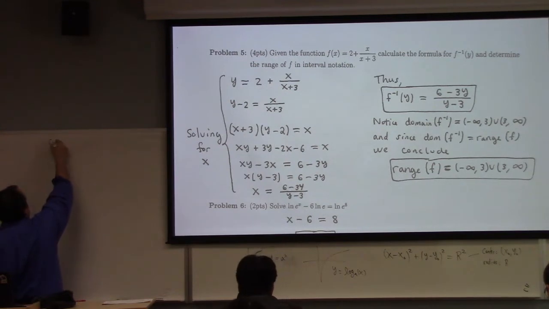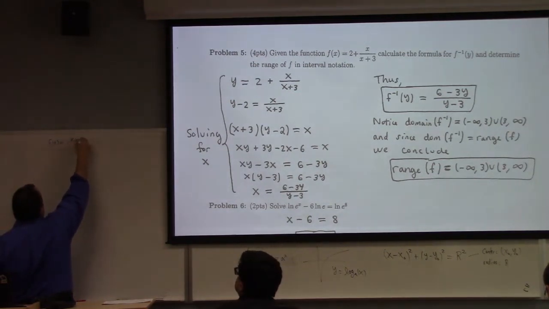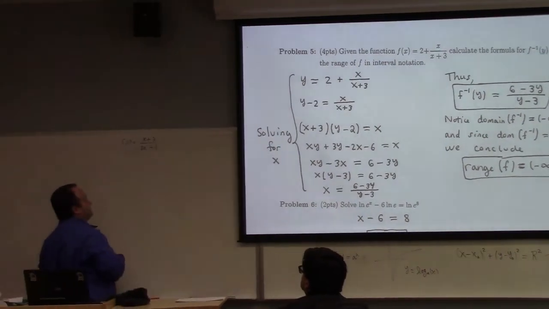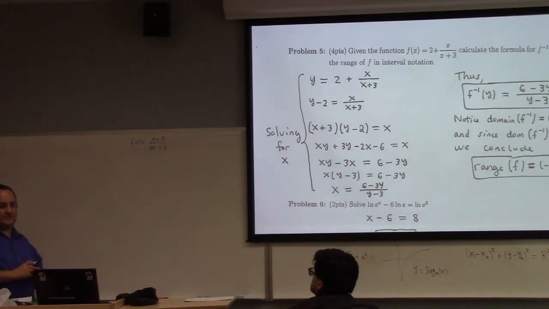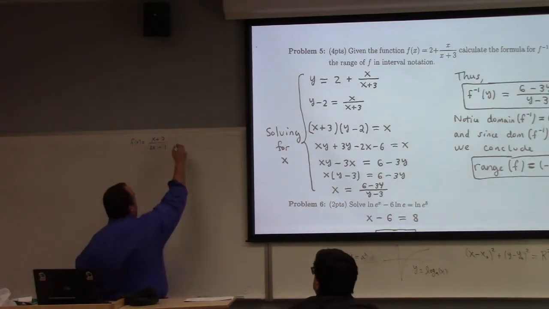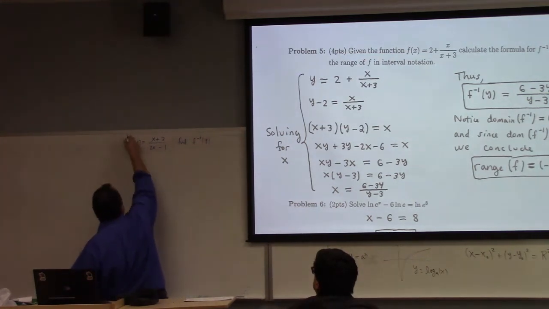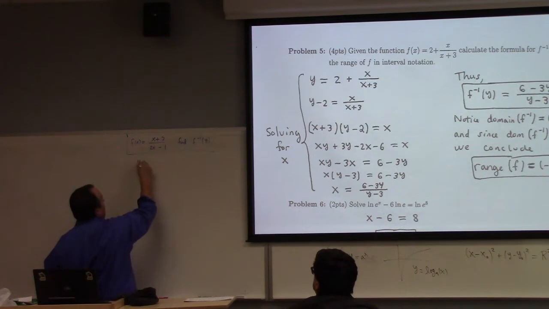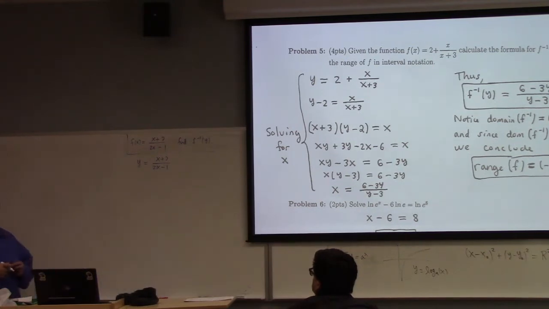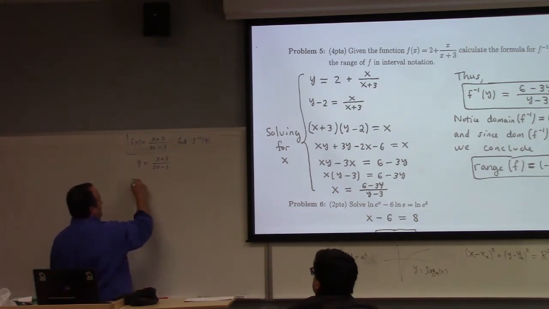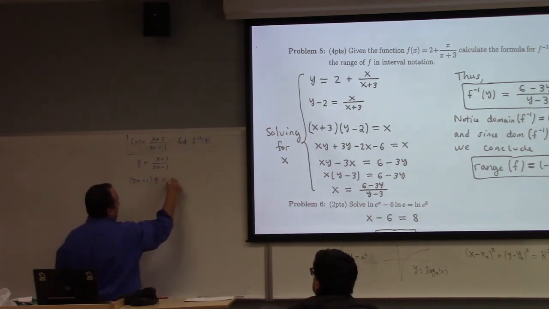Suppose I had f of x equals x plus 3 over 2x minus 1. Let's calculate the formula for f inverse of y. So how do I do it? Step number 1, y equals x plus 3 over 2x minus 1. Now I need to do what? Multiply by 2x minus 1, right? So 2x minus 1 times y is equal to x plus 3.